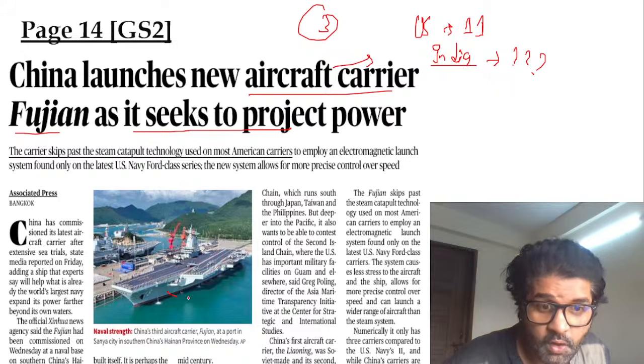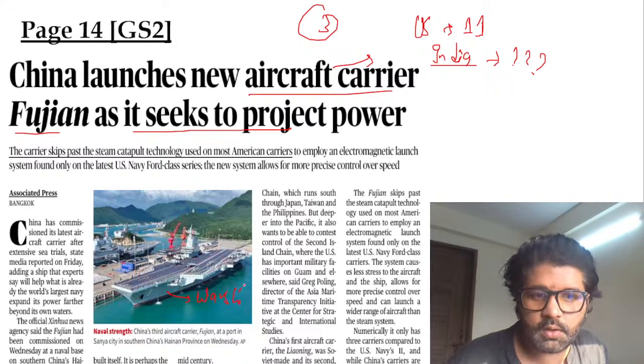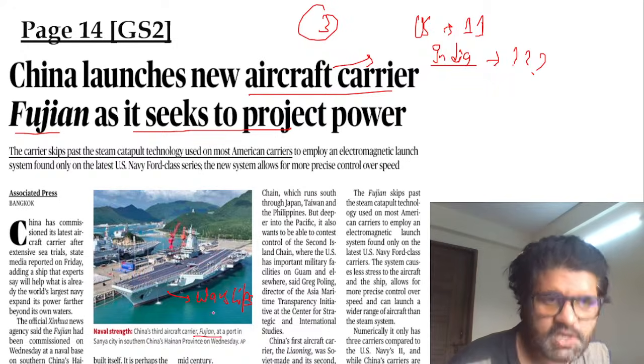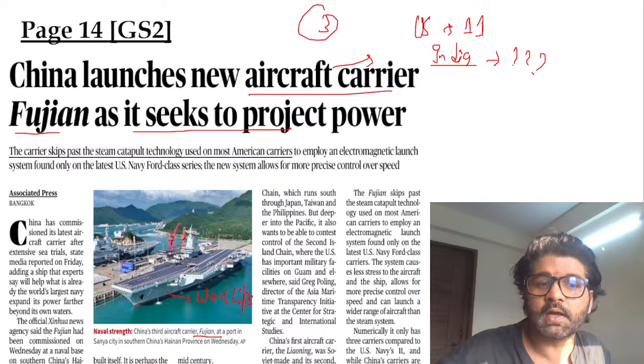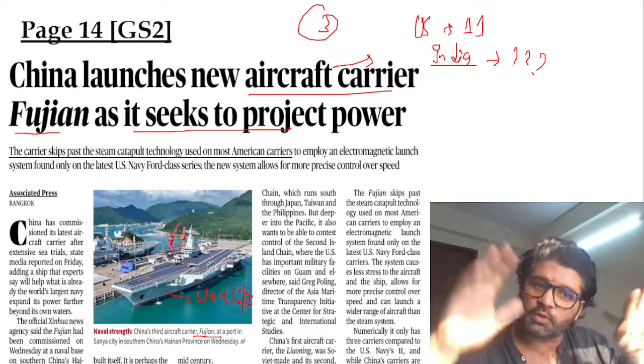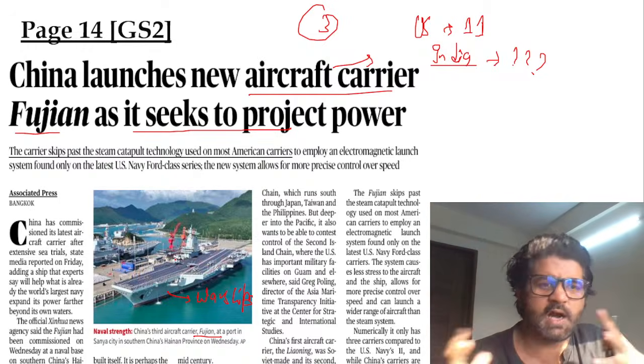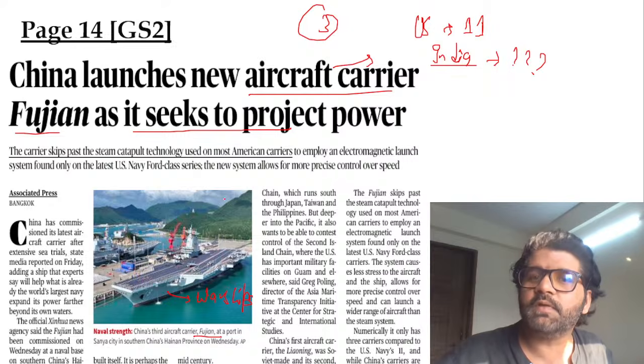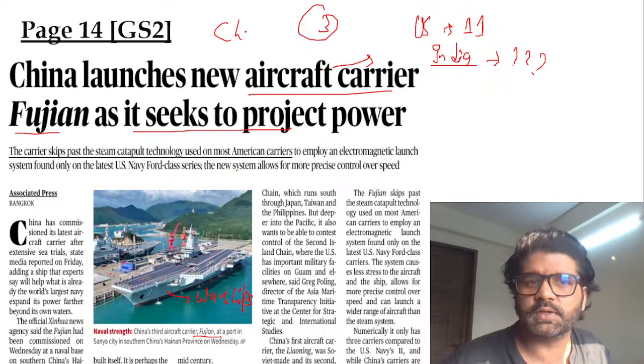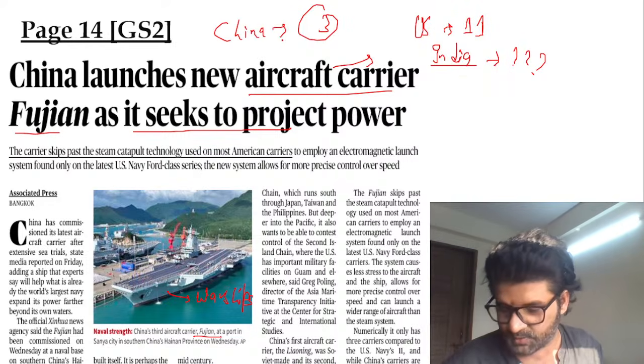Because these are warships. Like you see this, Fujian. This is the new aircraft carrier of China. On these ships, you can also have your aircraft, which can go into enemy territories and do the bombardment. So US has 11, China has 3. How many does India have?